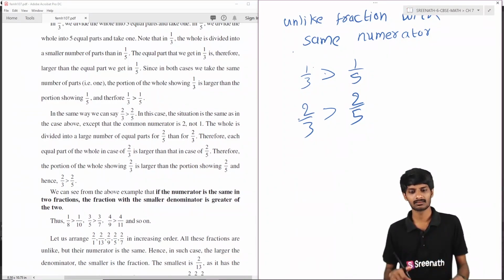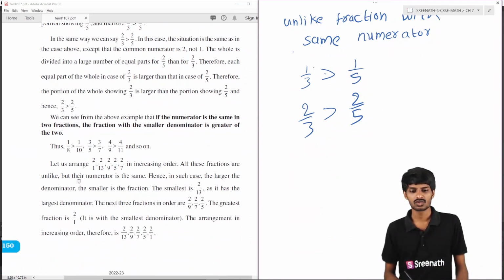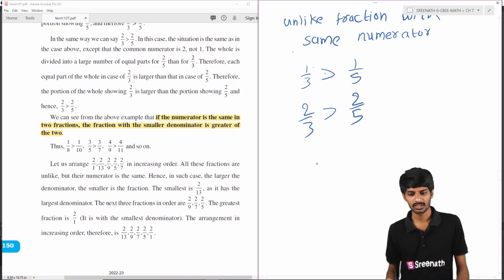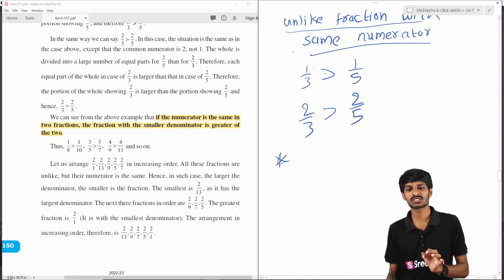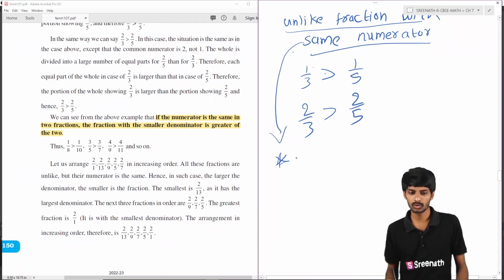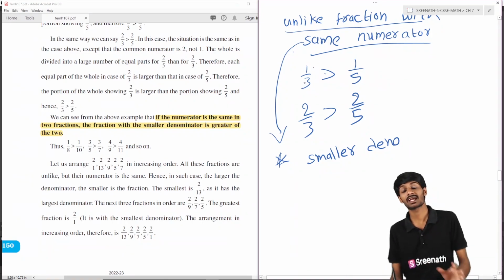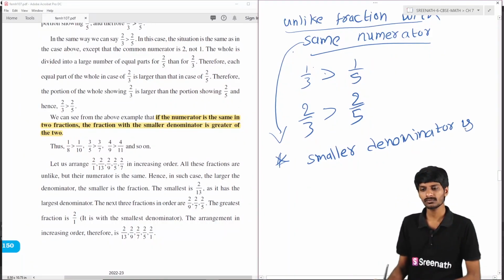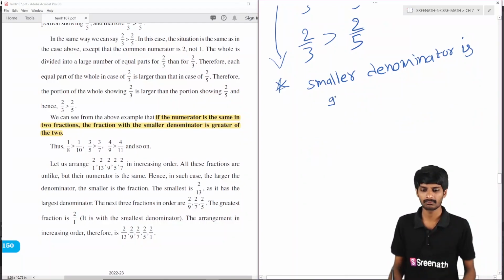So students, how will you do it? There is a formula. If the numerator is the same in two fractions, the fraction with the smaller denominator is the greater of the two. So what you have to remember is, in unlike fractions with the same numerator, the smaller denominator gives the greater fraction. If the denominator is smaller, the fraction value is greater. Smaller denominator is greater.